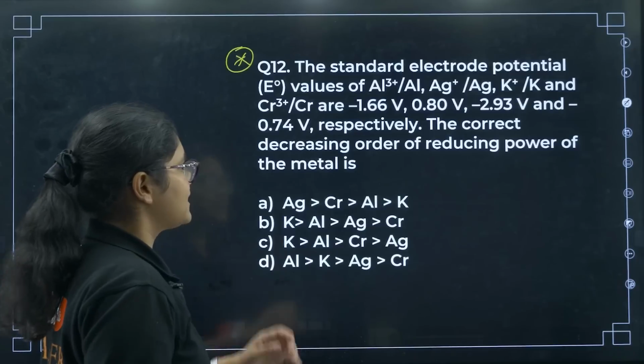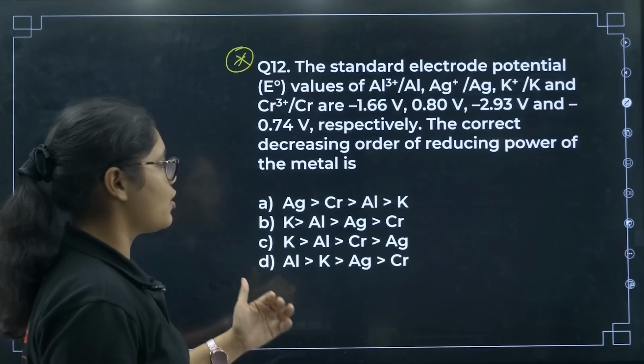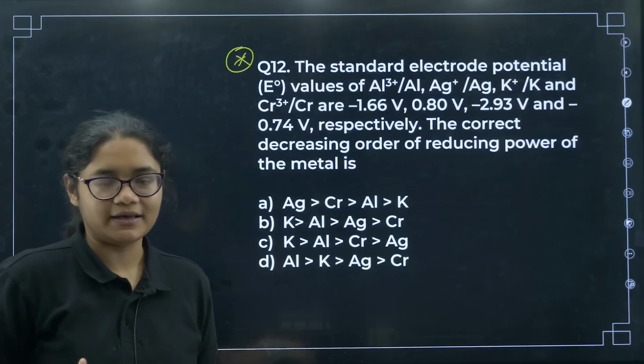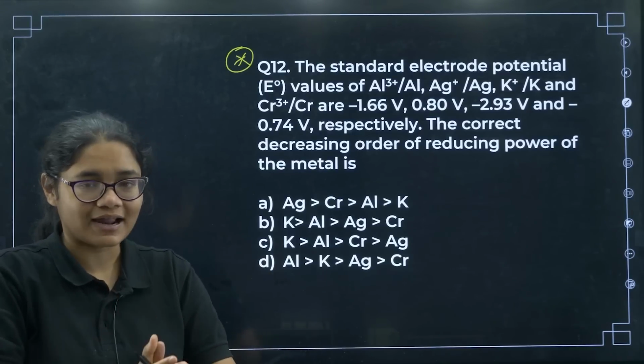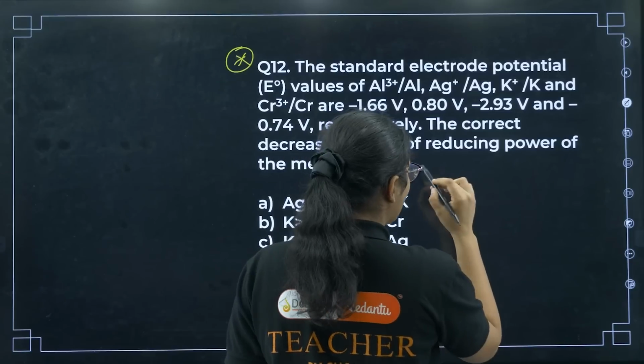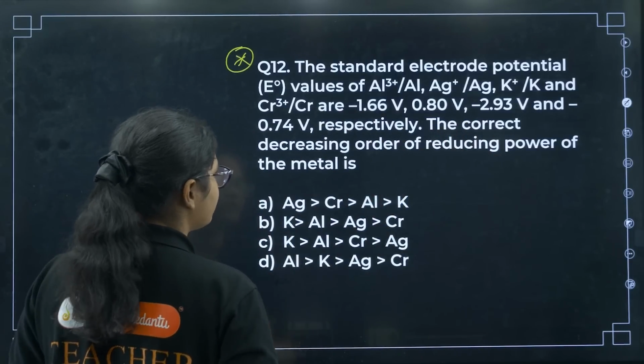Okay, the standard electrode potentials are given. The correct decreasing order of reducing power here is, okay. Here many students mug up many things, but I want you to understand the concept. Very, very simple thing. See, we have been given the reduction potential, right? Let me first note down those values.